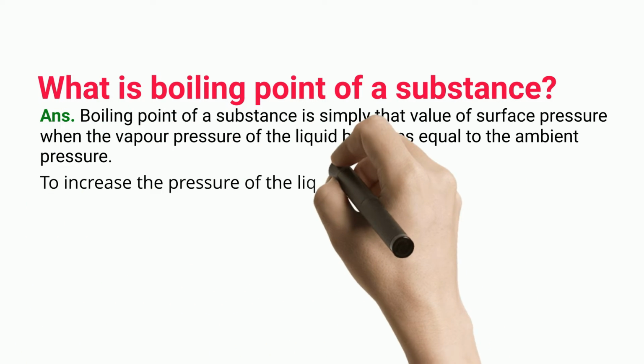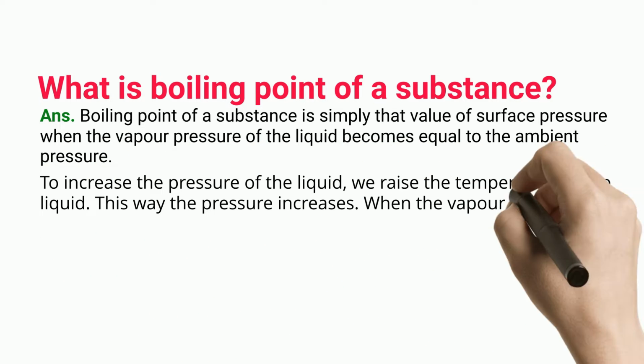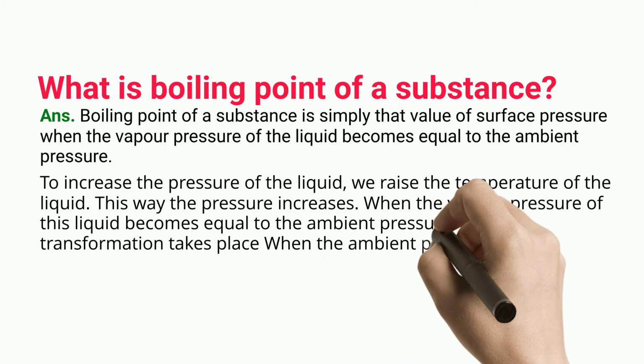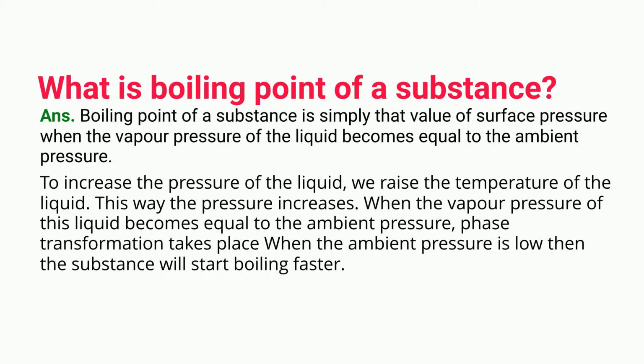To increase the vapor pressure of the liquid, we raise the temperature of the liquid. This way the pressure increases. When the vapor pressure of this liquid becomes equal to the ambient pressure, phase transformation takes place. When the ambient pressure is low, then the substance will start boiling faster.